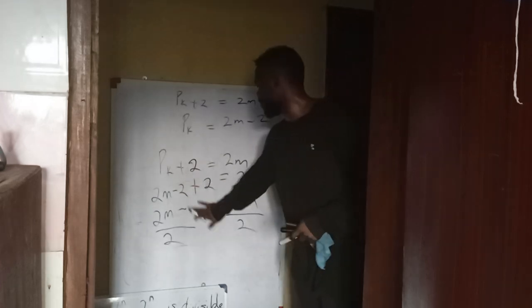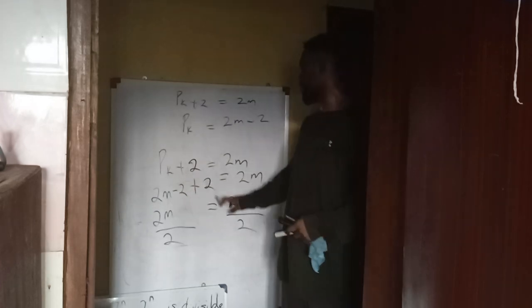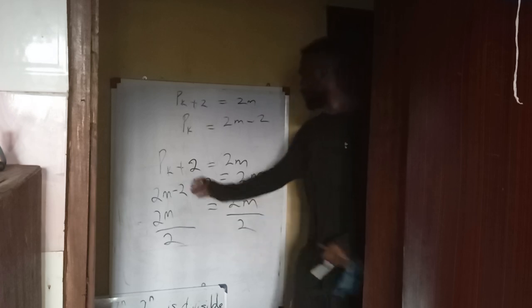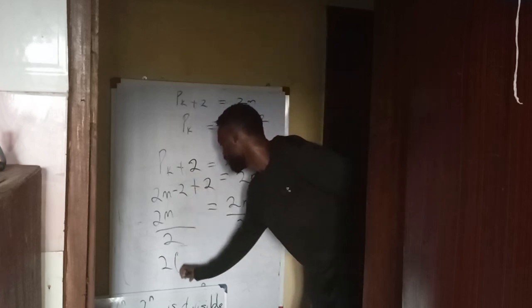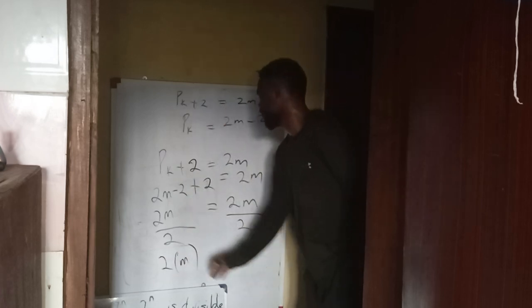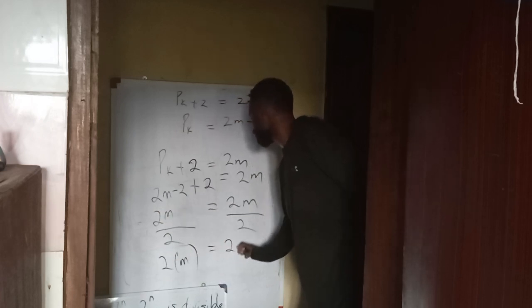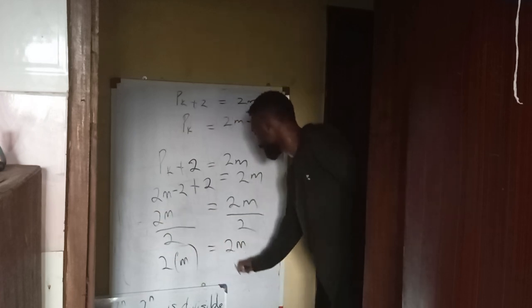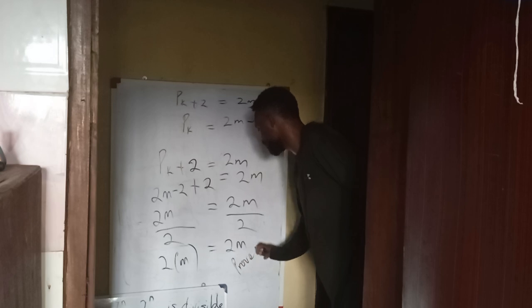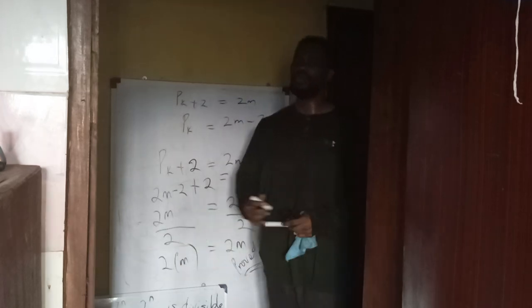So that by the time you do this now, you see that you are left with 0. So this is now 2m, which is the same thing as saying 2 into m. Because if you divide this now, it simply means that 2 into m is equal to 2m, which means that it can be divided by 2. Proved. So you need to know this.